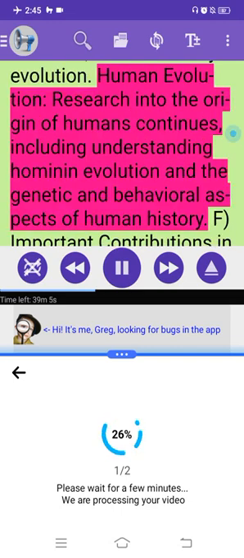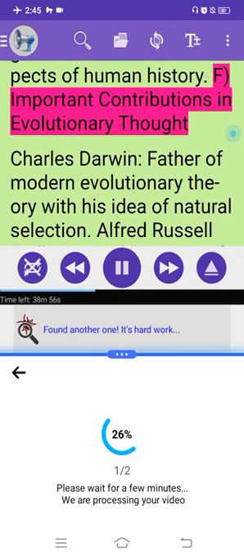Human evolution. Research into the origin of humans continues, including understanding hominin evolution and the genetic and behavioral aspects of human history. Important contributions in evolutionary thought.